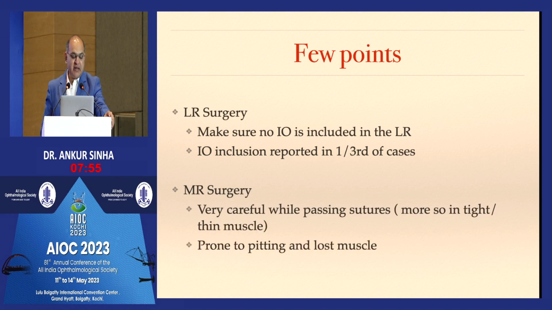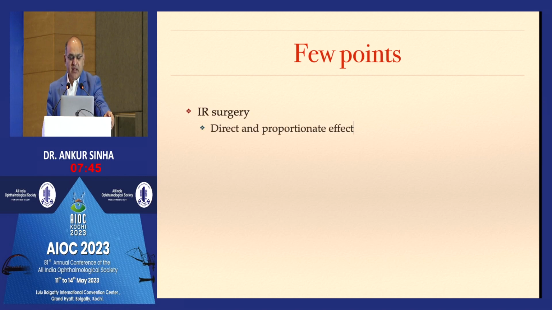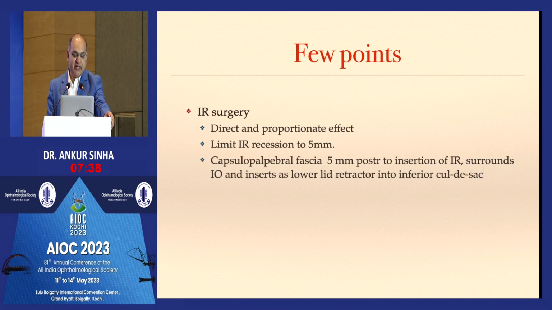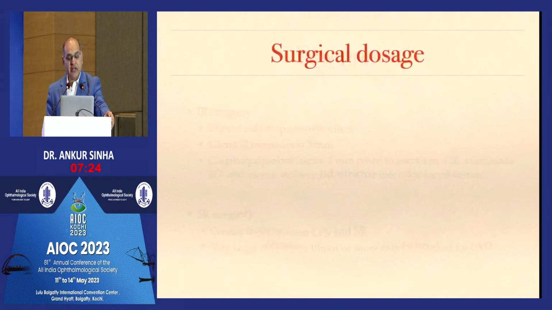If you're planning an MR surgery, be careful while passing the sutures, especially when the muscle is tight. It is prone to slipping and being lost in the orbit. When you plan inferior rectus surgery, there's a direct and proportional effect on the position of the lower lid, so do not go beyond 5 millimeters. Also try and do a good dissection of the capsulopalpebral fascia, which is 5 millimeters behind the insertion. For superior rectus surgery, sever the attachments between the LPS and superior rectus, otherwise they can cause lid retractions, more so when you are doing a larger surgery, specifically for DVDs.